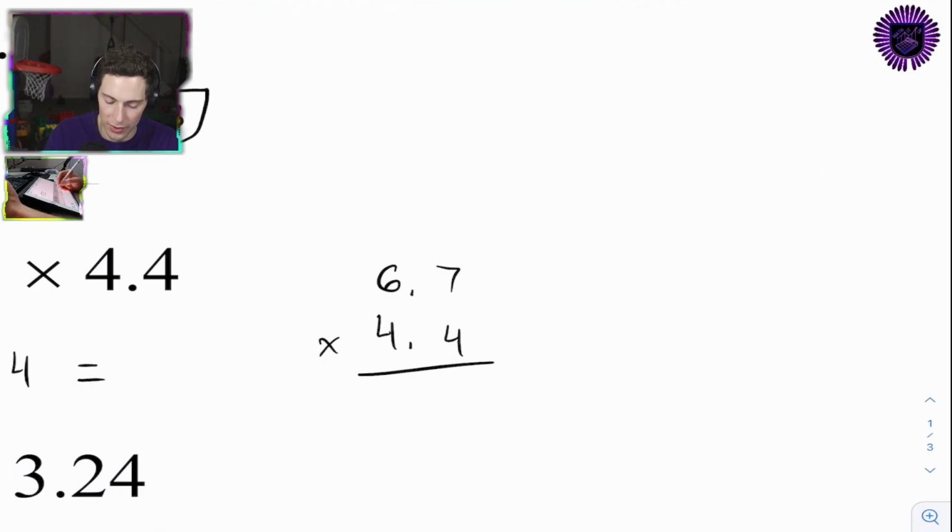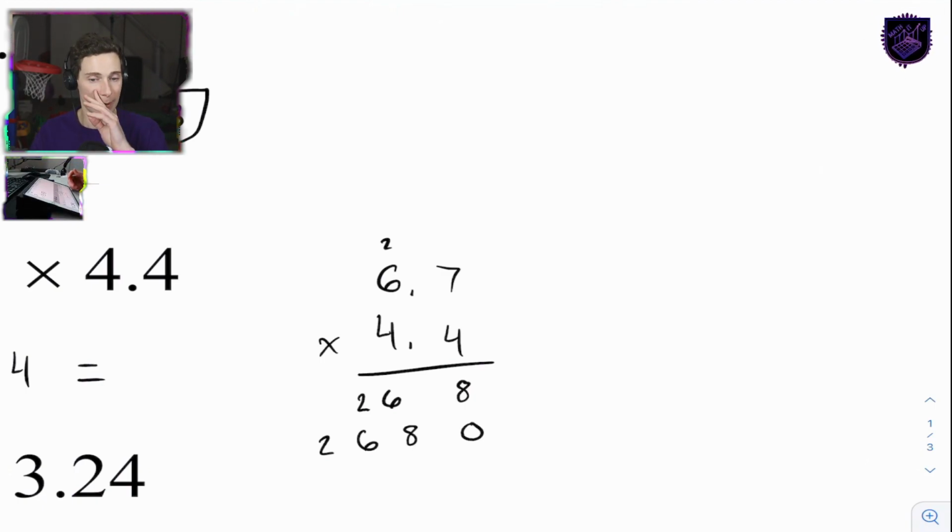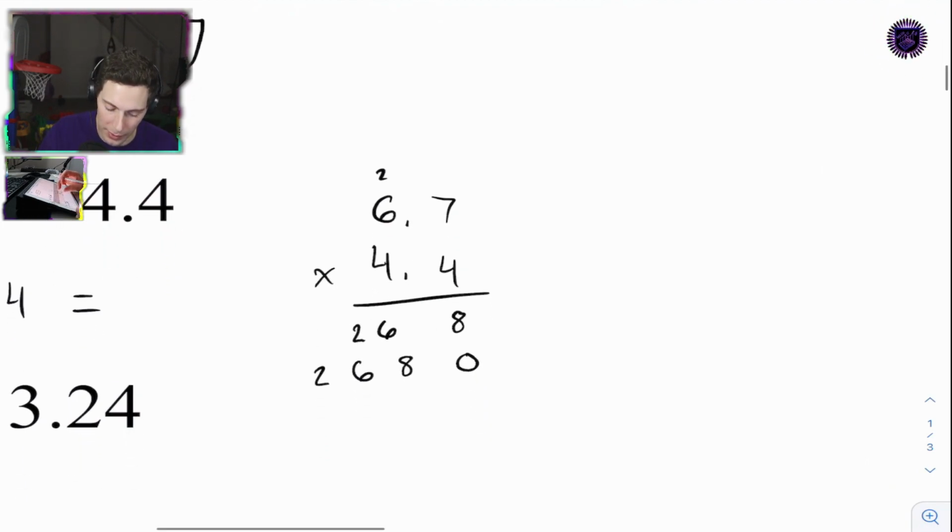67 times 4, or 7 times 4 is 28. 6 times 4 is 24, plus the 2, which is 26. 4 times 7, oh, this is the same thing, isn't it? Because it's 4.4, so we're just going to go 2, 6, 8, 0. We're just going to add a 0 and do the same number over, because it's the same multiplication. Now, when we add this up, it's going to be 8, and then it's going to be 4, carry the 1, 3, that's going to be 9, that's going to be 2.